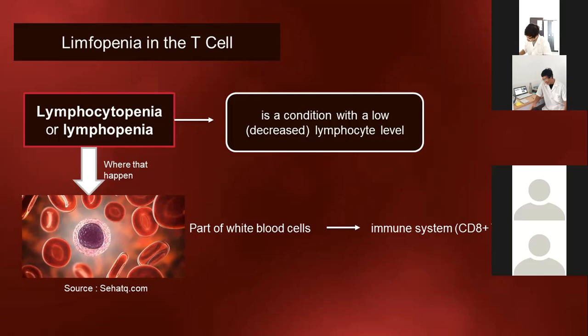From the journal, we got the information that lymphocytes have three types: T regulator cells, T helper cells, and T cytotoxic cells. In the lymphopenia condition in COVID-19, the T regulator cells become low, the T helper cells become low too, and the T cytotoxic cells become activated. Next slide.